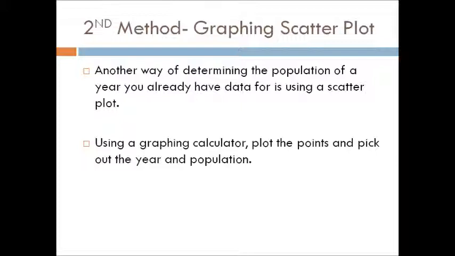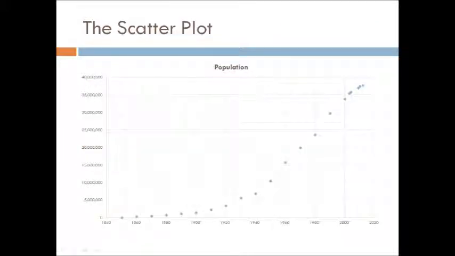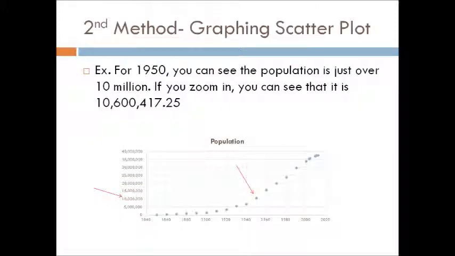The second method is to use a scatter plot. It's kind of just like looking at the data table, except in graph form, but an advantage is that you can really see the overall arc and the way that the line grows. Here's the scatter plot for our data. As you can see, as the x value increases, so does the y value. But as time goes on, the y value increases faster and faster. Here's an example. In 1950, you can see that the population is just over the 10 million mark. If you zoom in, you can get the exact value.